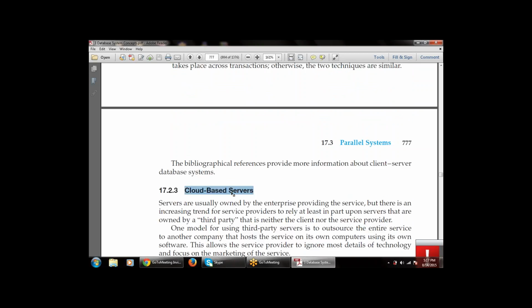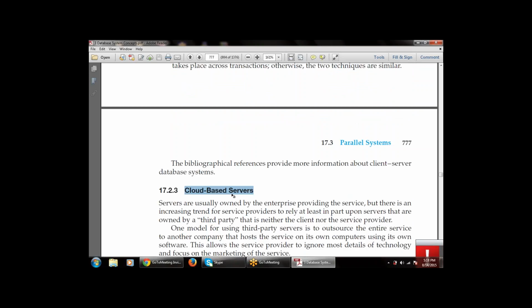The next is the cloud-based server. How to use the cloud-based server? What are the various techniques used in cloud-based servers? Servers are usually owned by the enterprise providing the services, but there is an increasing trend for server providers to rely at least in part upon servers that are owned by a third party. That server is neither the client nor the service provider.